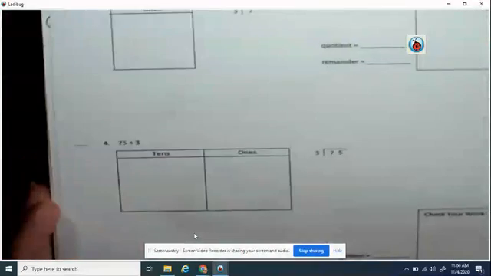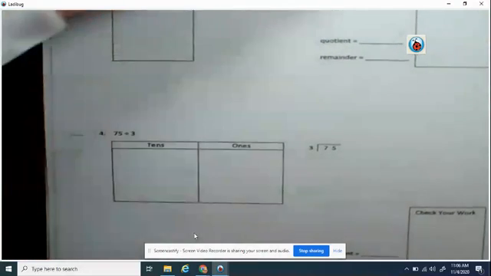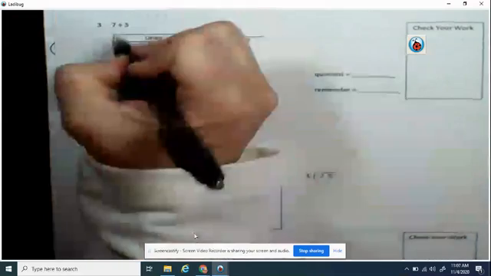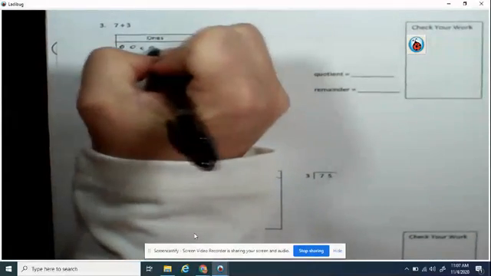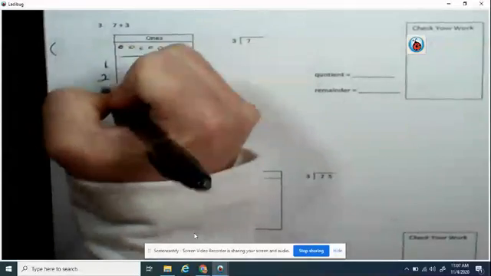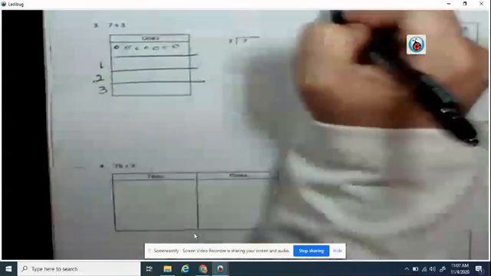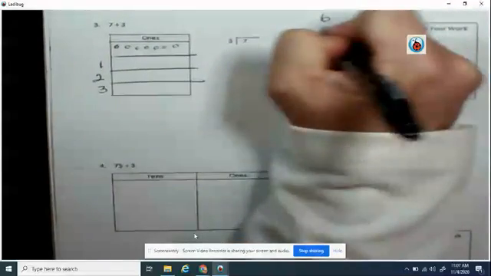All right, well, let's do this again. All right, so we're going to start with 7 divided by 3. 1, 2, 3, 4, 5, 6, 7. 1, 2, 3. Okay. So if I count by 3s, 3, 6, 9. I can't go to 9.